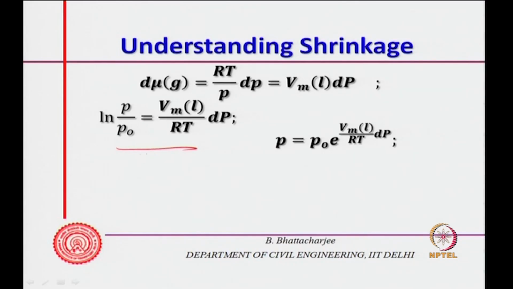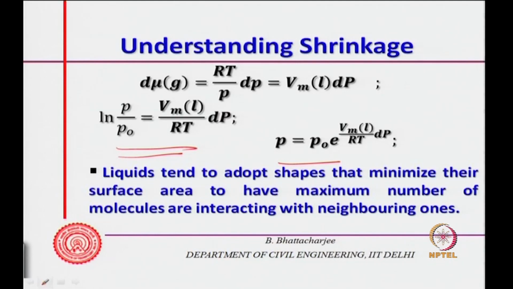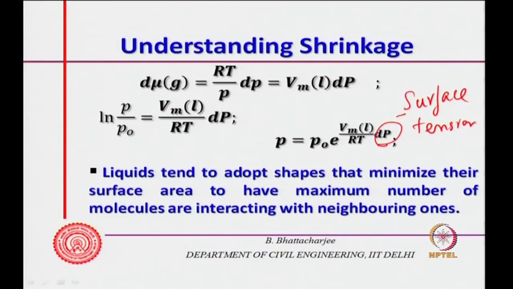Okay. So, algebraically we can write it like this: P by P0 is equal to e to the power Vm L by RT dP, right. Now, for a liquid, we are looking at situations where this vapor pressure, this dP, can change because of surface tension.